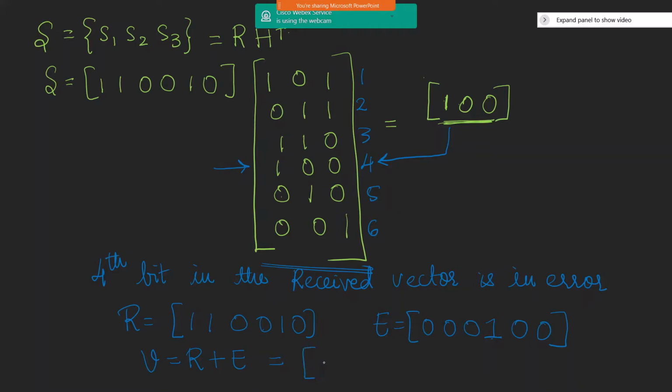So do this process. The fourth bit is 0, but now it will get converted into 1. So the actual code word that was transmitted is 1101010. Sorry, the fourth bit is 0, I have written more. Yeah, 110110. This is your transmitted vector.